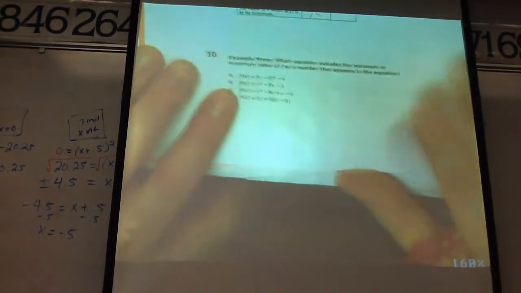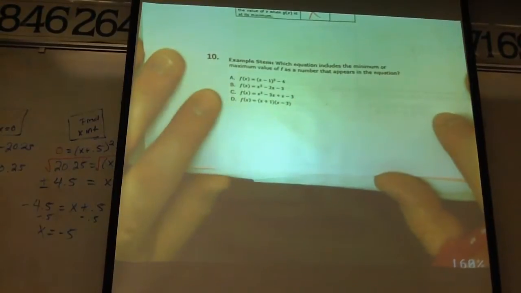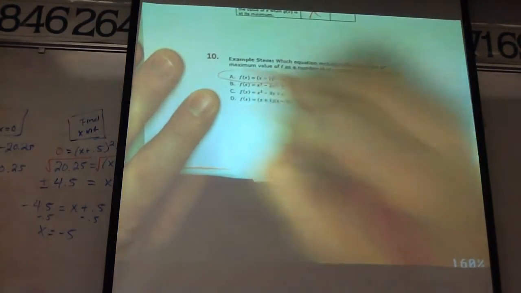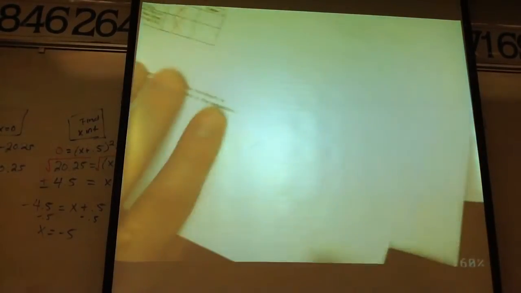Here's the easiest one. Which equation includes the minimum or maximum value of f as a number that appears in the equation? Okay, there's hope. You guys did it. That's A.